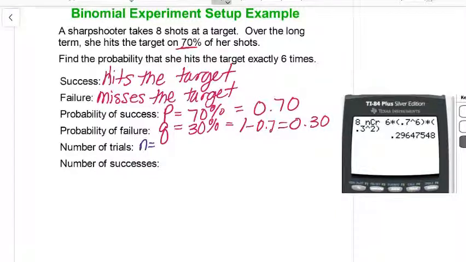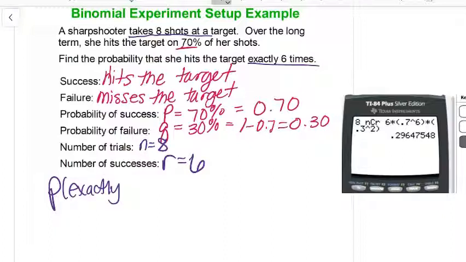Find the probability that she hits exactly 6 times. Oh, she takes 8 shots. So N is 8. And the number of successes, I want to know how she hits it exactly 6 times. So R is 6. So the probability that she will hit it exactly 6 times.